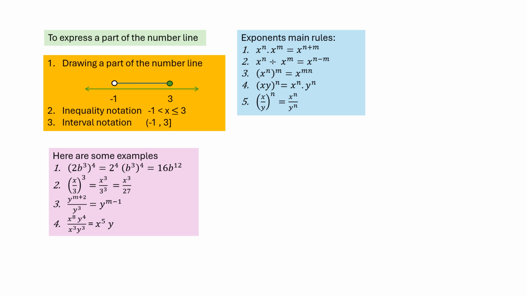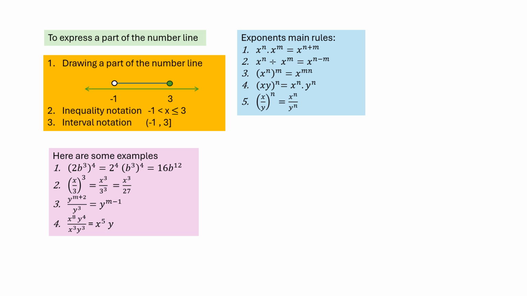Here are some examples. Look at (2b power 3) all power 4. Distribute 4 as a power on 2 to power 4 times (b power 3) all power 4. Try to calculate 2 power 4, when you multiply 2 by itself 4 times, so the answer will be 16. And multiply the powers by each other, so b power 12. You must do this in your own mind to simplify the exponent.